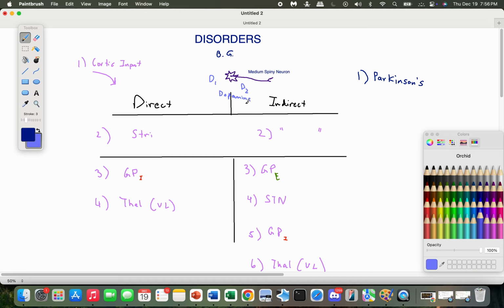Okay, so D1 is a receptor that's involved in the direct pathway, and D2 is responsible for the indirect pathway. And both of these together are related through dopamine. Well, how do we get dopamine? We get dopamine through the substantia nigra. You could also probably say some of the ventral tegmental areas, but for now, let's just stick with dopamine.